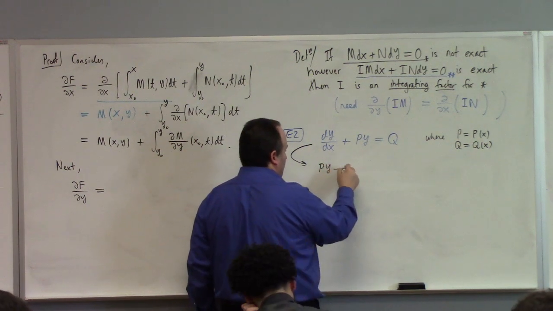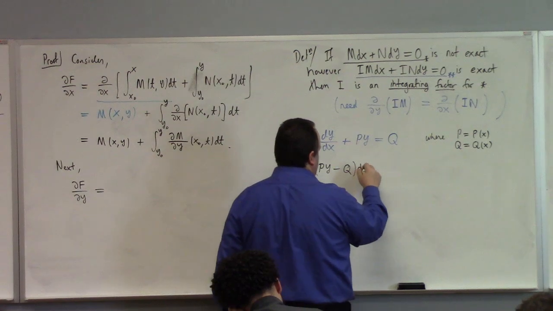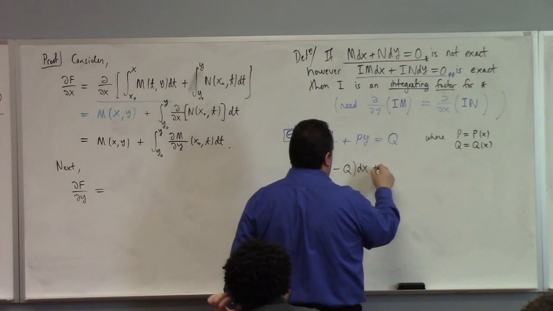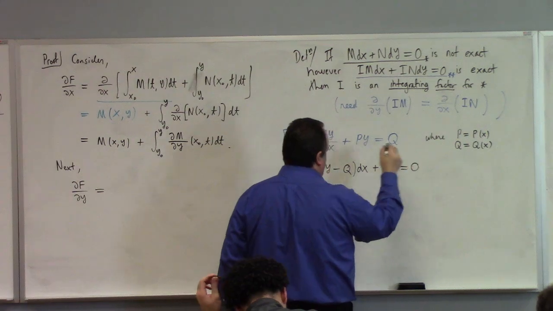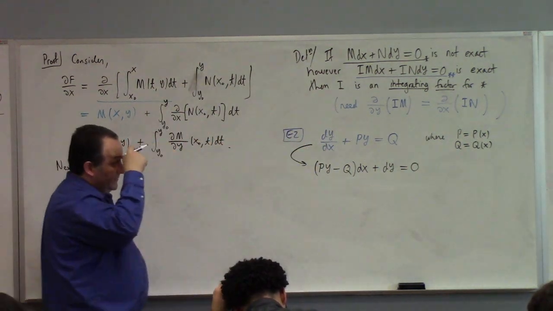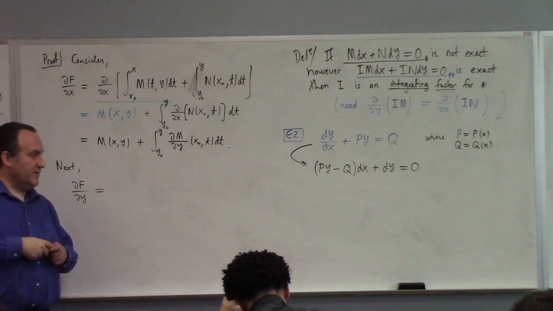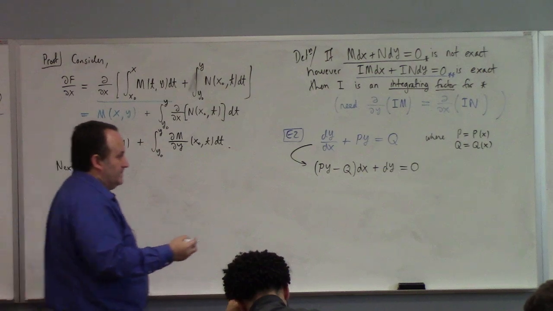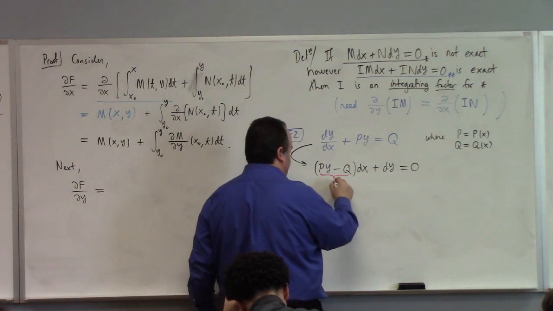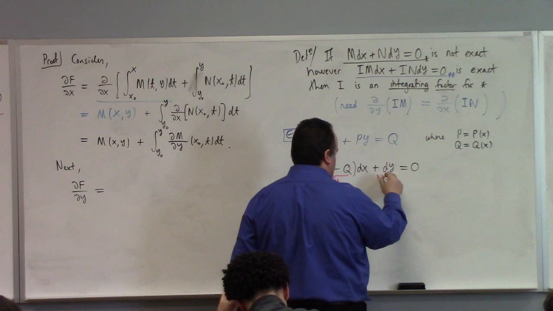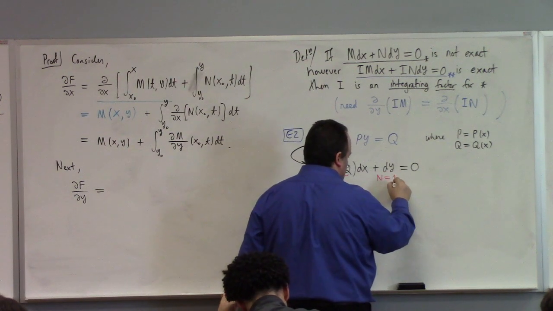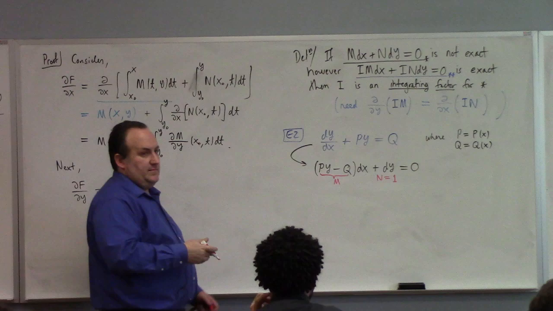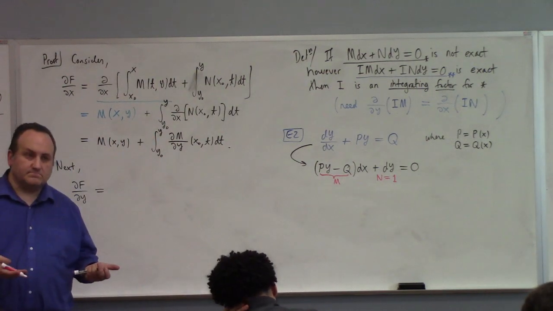pY minus q dx plus dy is equal to 0. All right? So I just rewrote it in Pfaffian form. I multiplied by dx and put everything on one side. All right, let's identify what's M and what's N here. This is my M, and my N is what? It's 1, right?